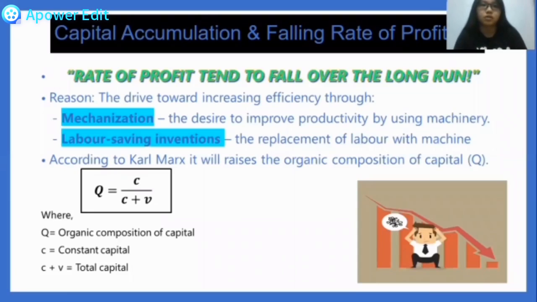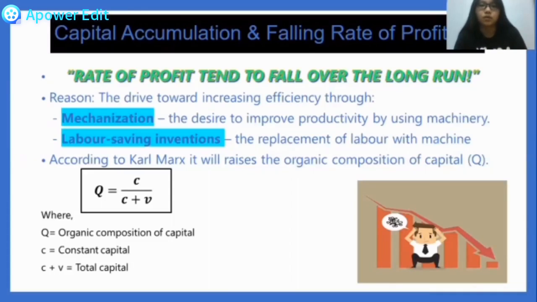According to Marx, the rate of profit received by capitalists will tend to fall over the long run. Why does this happen? It's because of the drive toward increasing efficiency through two things: mechanization and labor-saving inventions. Mechanization is the desire to improve productivity by using machinery, while labor-saving invention is the replacement of labor with machines. Both tend to use machinery instead of labor to improve productivity. This raises what Marxists call the organic composition of capital, Q.